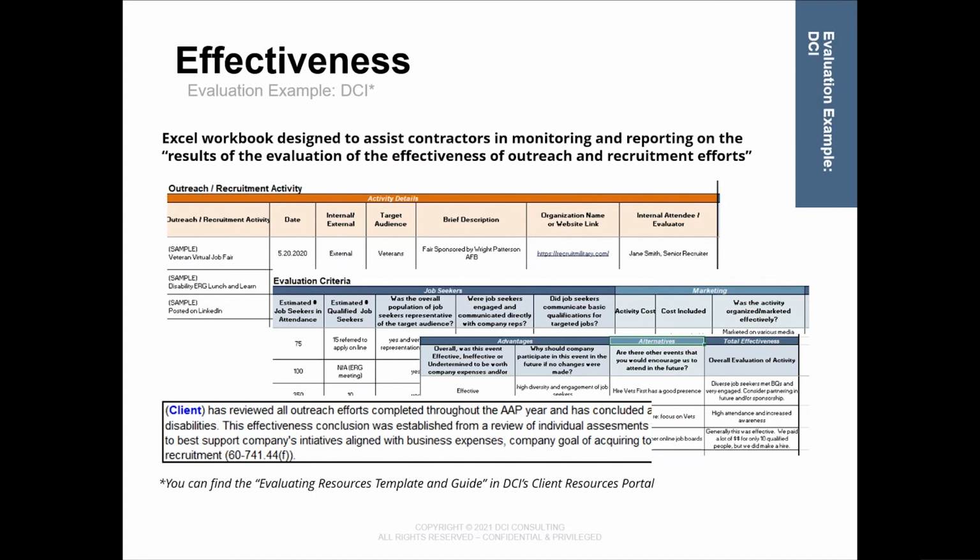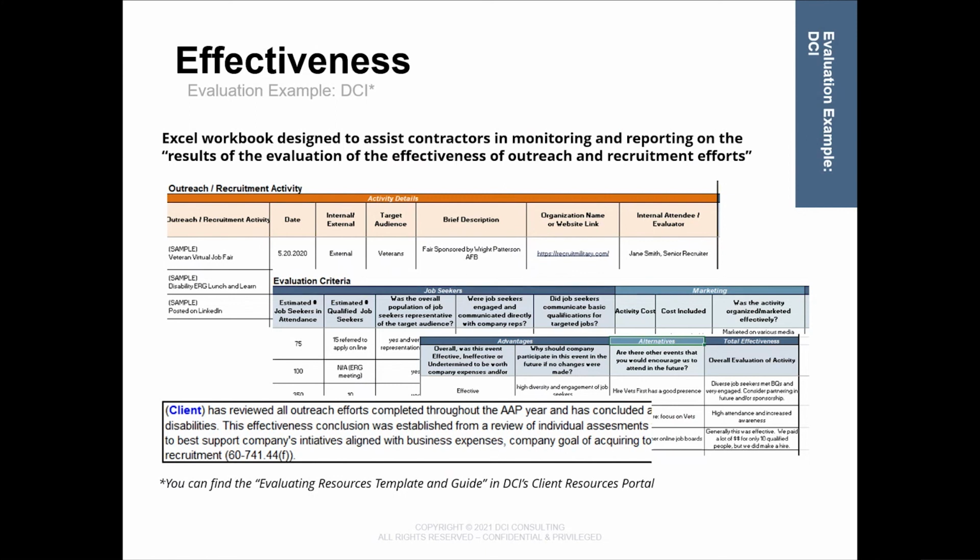So this is a slide that showcases DCI's tool, which is an Excel workbook, and it's designed to assist contractors in monitoring and reporting on the results of the evaluation of your effectiveness of outreach and recruitment efforts. So this is going to ensure you have proper tracking of your outreach, and it includes an activity details section, where you can identify again that recruitment or outreach example, both internal and external, the date, some very brief descriptions about it. And then right below that in the middle is called evaluation criteria.